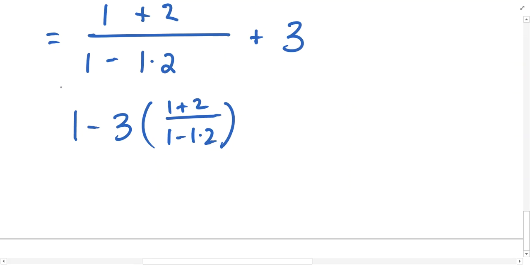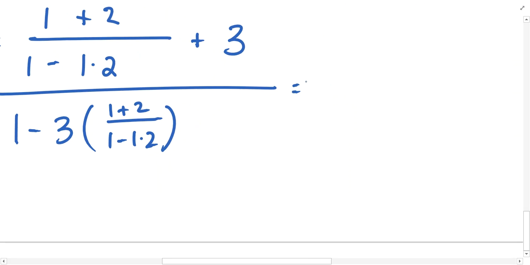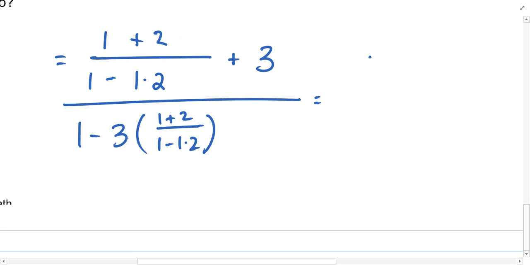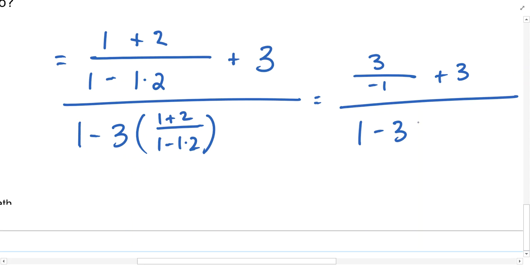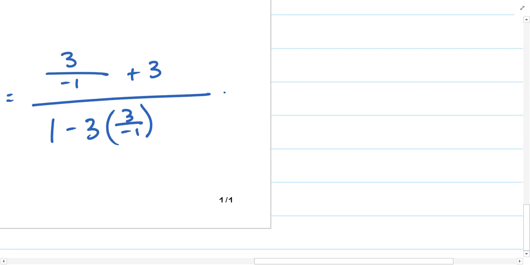And from here, we can continue to simplify. Numerator here, of course, is 3. The denominator, well, 1 times 2 is 2. 1 minus 2 is negative 1 plus 3. That's going to make an interesting result. 1 minus 3 times 3 over negative 1. And I say that this is an interesting result because 3 divided by negative 1 is negative 3, and negative 3 plus 3 is 0. So that gives us a precursor as to what this is going to simplify to.